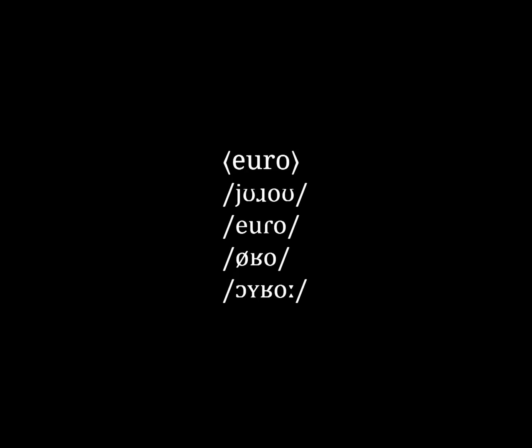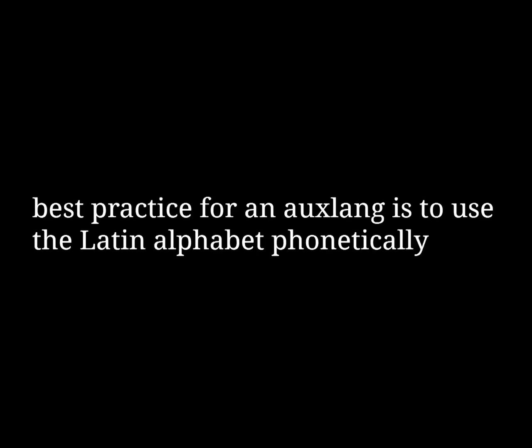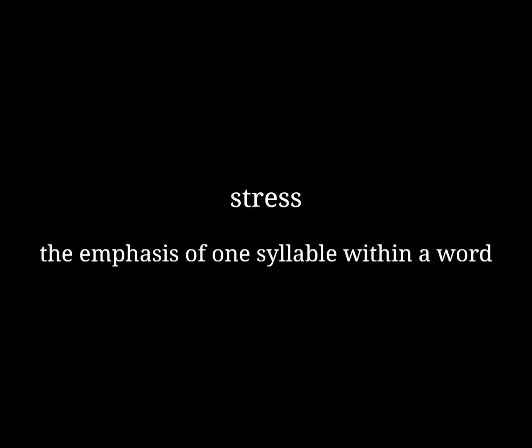When designing auxlangs, it's generally understood that the best practice is to use the Latin alphabet more or less phonetically, with everything pronounced the same way regardless of context. So, it's always possible to unambiguously determine pronunciation from spelling alone. However, even if spelling to pronunciation is simple and clear, that does not automatically make it possible to unambiguously determine spelling from pronunciation. In many languages, but not all, words with more than one syllable have at least one of their syllables emphasized more than the others.